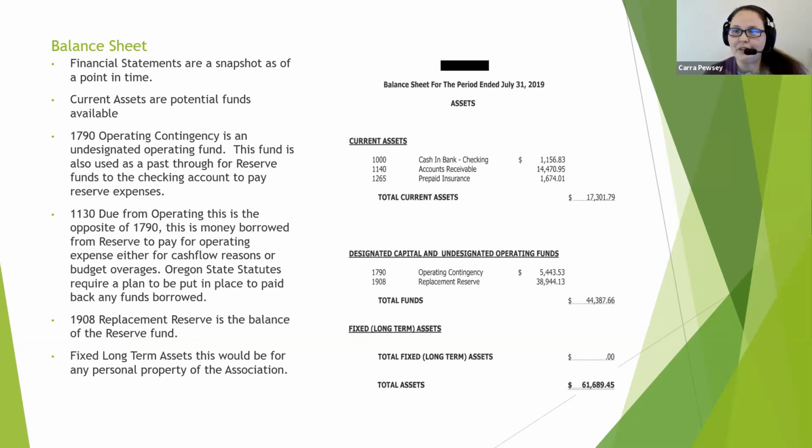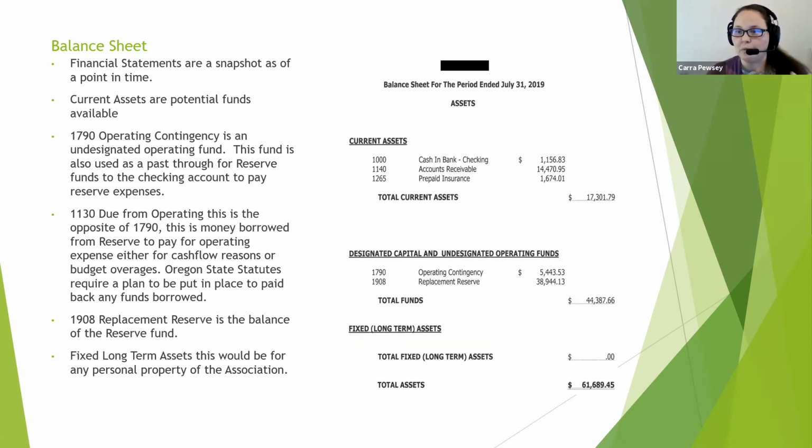Accounts receivable is the amount that is owed to the association, money that you have not collected from homeowners. We run a modified accrual accounting, so we account for the fact that you're going to receive all the funds that month, but that's not always the case. The accounts receivable indicates what hasn't been received from what you have accounted for. And then 1265 is prepaid insurance.